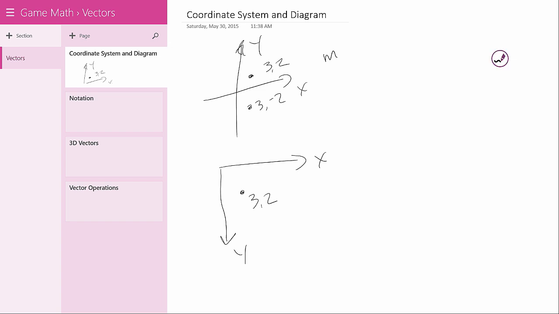So this is the math Cartesian coordinate system, and this is the screen coordinate system, or just the screen coordinates and pixel coordinates. That's what DirectX and other game technologies use, so things will be a little bit different. I will discuss, in general, the Cartesian coordinate system when I do diagrams. So that is the coordinate system and the diagram.